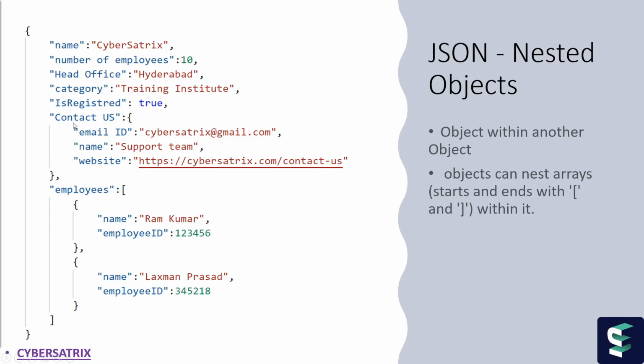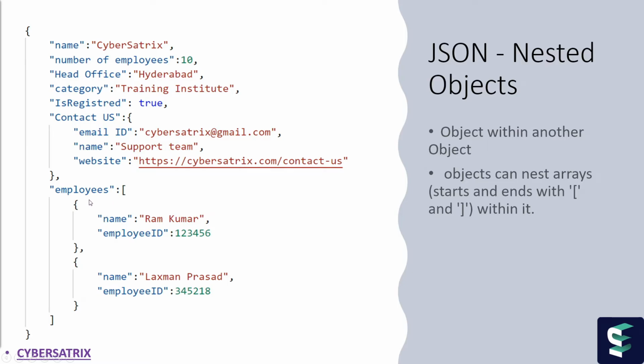Now under the contact us object, I have again multiple properties. So contact us is an object again here, and it has multiple properties. In the overall object these are the properties, and for this specific property I have additional properties. This is called nesting of objects. In contact us, I can have email ID, name, and website, and in this object the properties are again separated by commas except the last one.